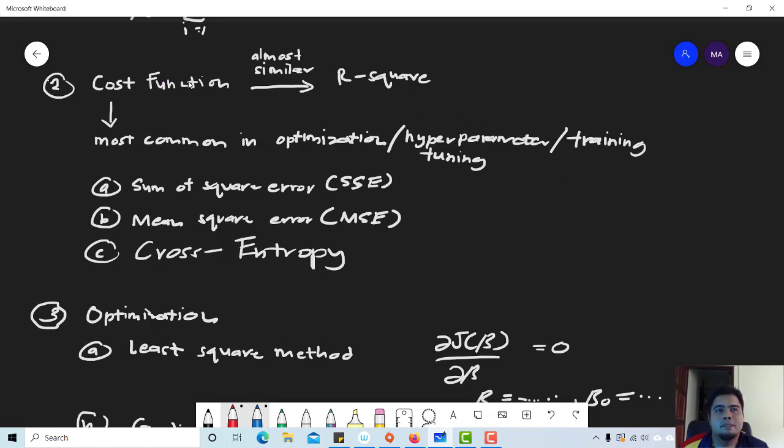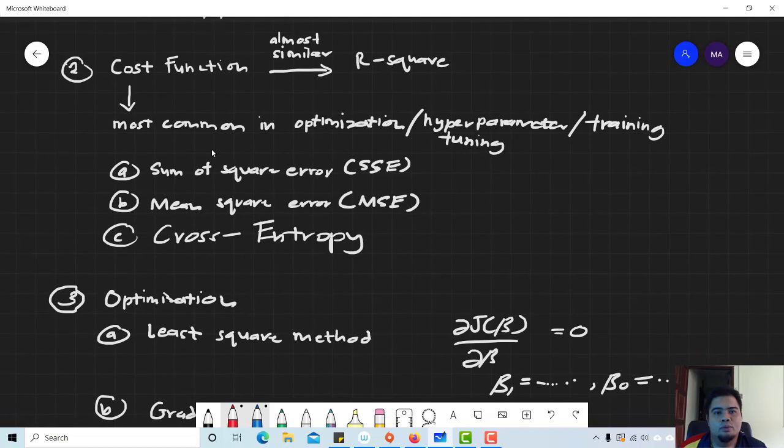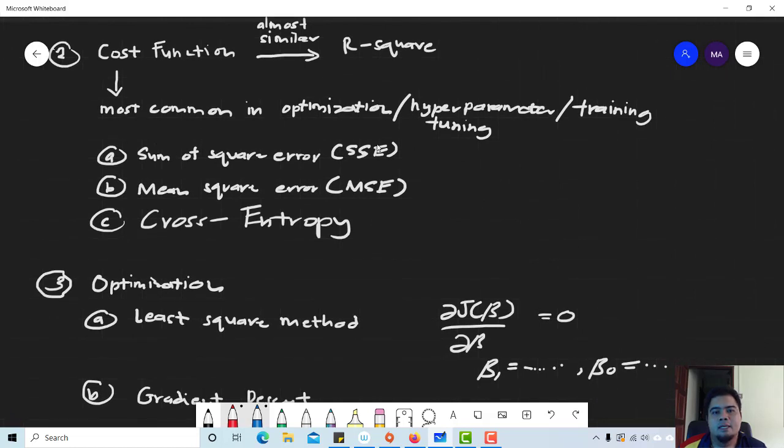So the cost function's purpose is similar to the R square. If your cost function is higher, it means that your linear regression model is very poor. It's not the best way to fit your data. So in order to find the best linear regression model that fits your data, you must make sure that your cost function is as small as possible. There are many methods to measure the cost function, and I already exposed you to two, known as SSE and MSE, which are the sum of square error and the mean square error.